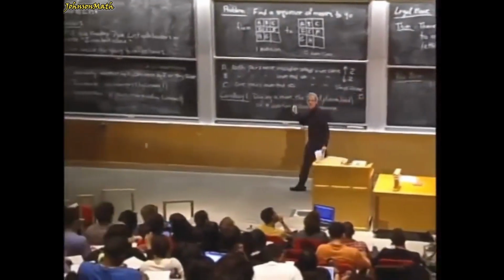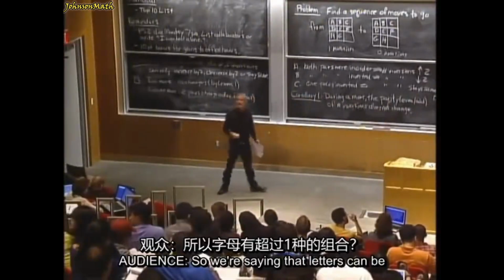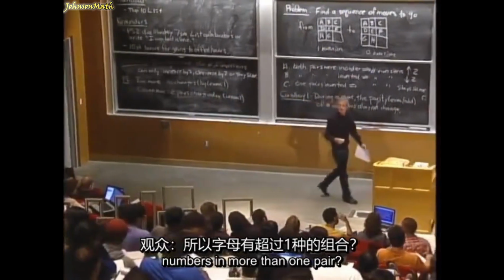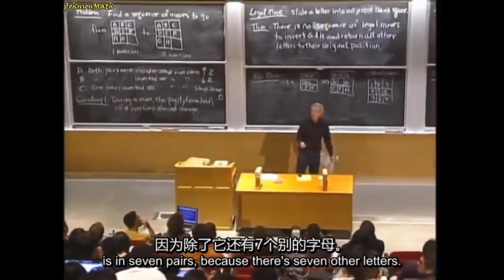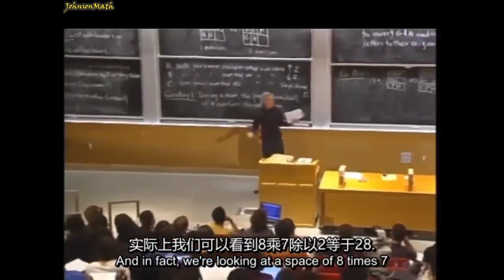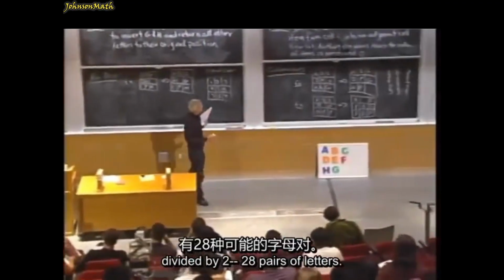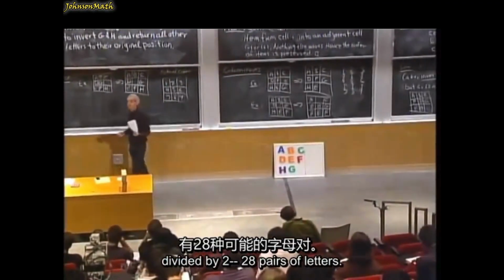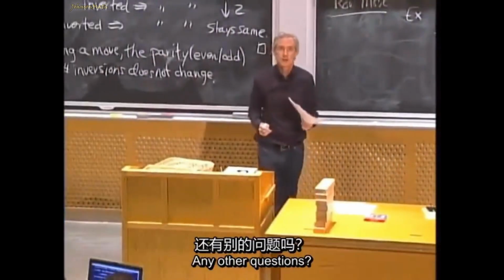Any other questions? Yeah? So we're saying that letters can be members of more than one pair. Yes, the letter is in 7 pairs, because there's 7 other letters. And in fact, we're looking at a space of 8 times 7 divided by 2, 28 pairs of letters. So there could be 28 inversions if they're all out of order. Any other questions?